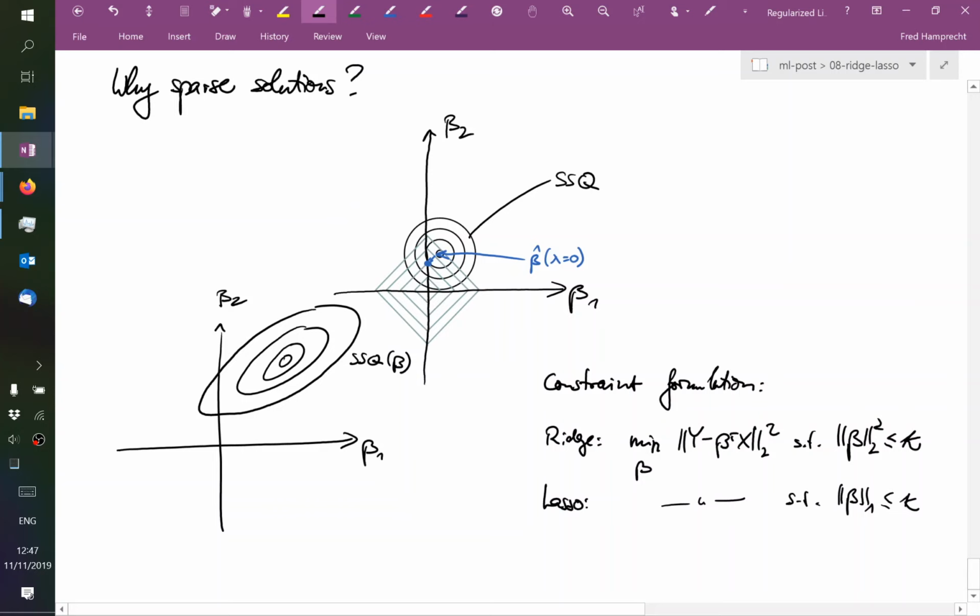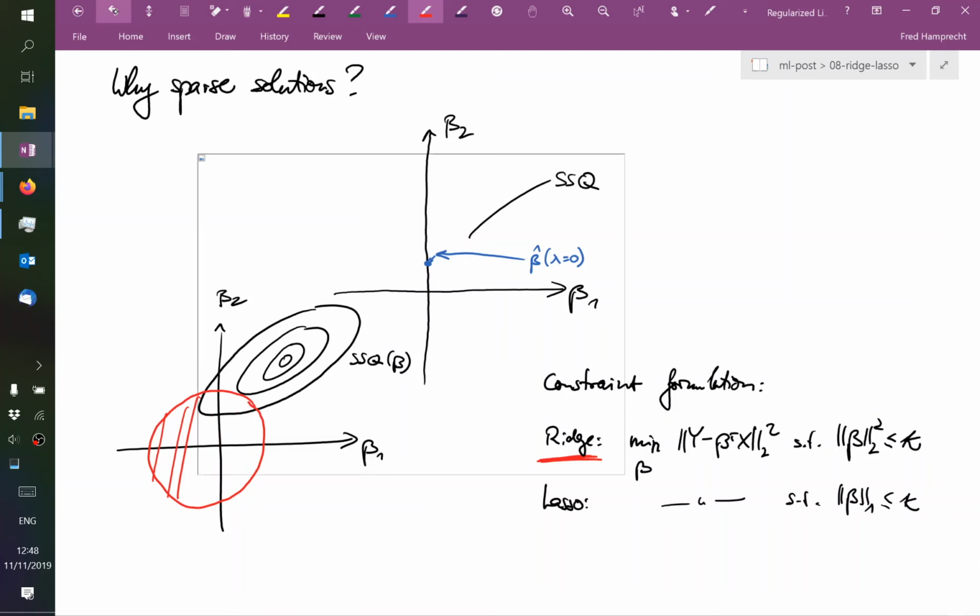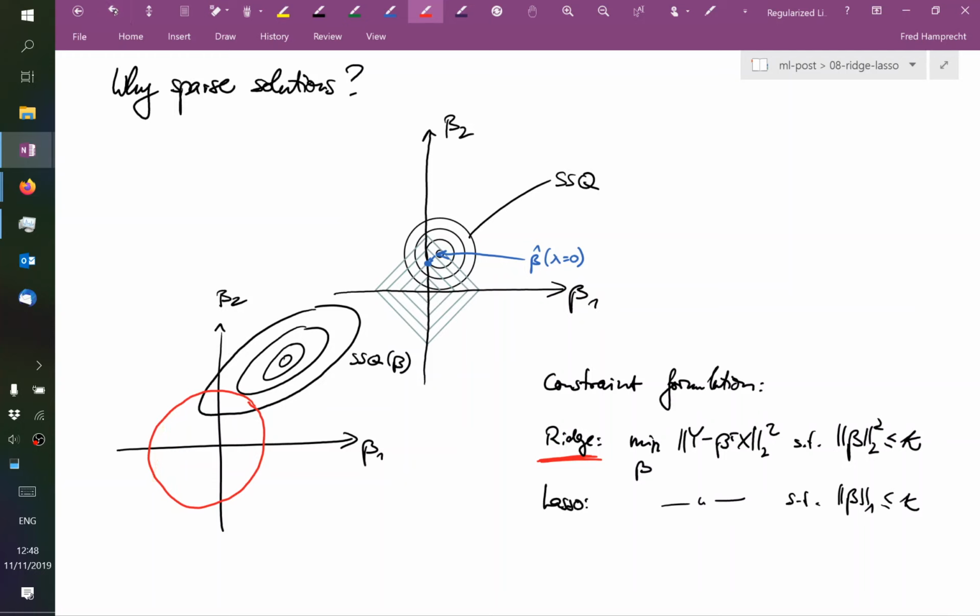And I'm now going to use this constraint formulation. So let's say ridge is now red. I'm going to use this constraint here. And if I'm now looking for the beta which has the lowest sum of squares but still lies in this disk, then the solution that I find is this one here. So this would be beta hat ridge.